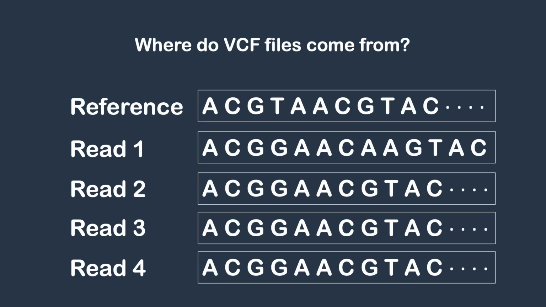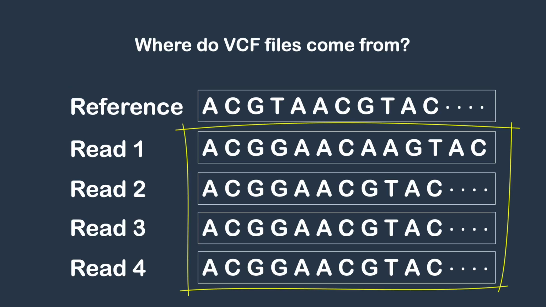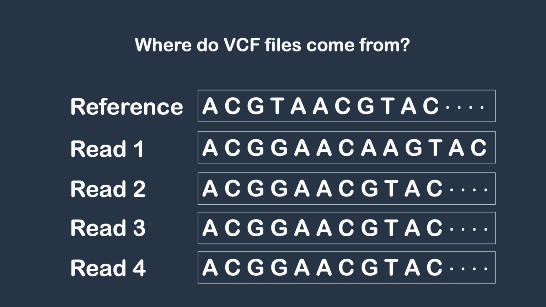So where do VCF files come from? They're produced by taking the reads in our FASTQ files and aligning them to a FASTA formatted reference genome, and then analyzing those alignments with specialized tools. And these tools look for differences between the reads and the reference to determine what kinds of variation exist. Things like single base substitutions, insertions, or deletions. And all of this information is stored in the VCF file.